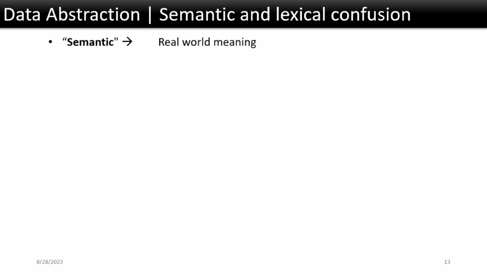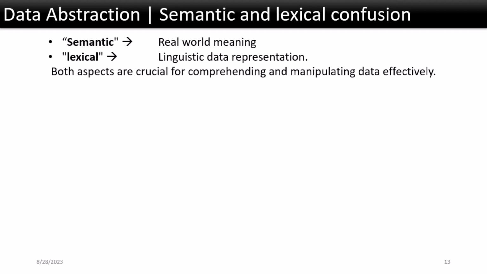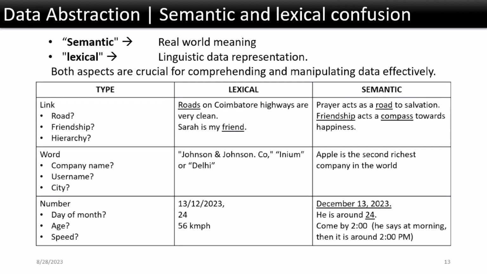And semantic means real world meaning. Lexical means linguistic data representation. Lexical focuses on linguistic data representation through words, labels, symbols, and numbers. Both are crucial for data abstraction to be done in a comprehensible and easy way. Here is an example of semantic and lexical confusions.